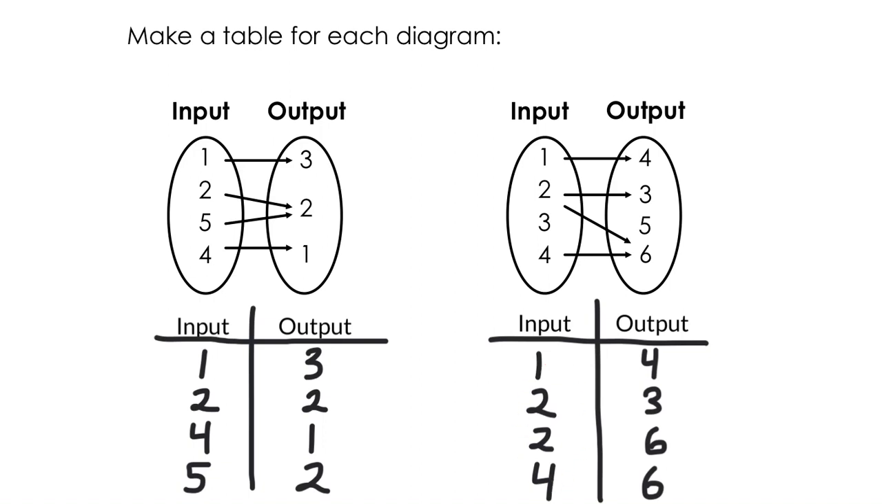So now we can answer the question, do these represent functions or non-functions? Remember, a function has 1 output for each input. Well, if we look at the first one, each input has only 1 output. This is a function. If we look at the second, well, here's an input that has 2 different outputs. We see that here on the table. The same input is listed with 2 different outputs. This is not a function.